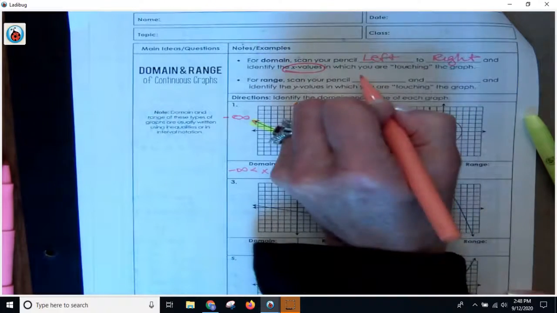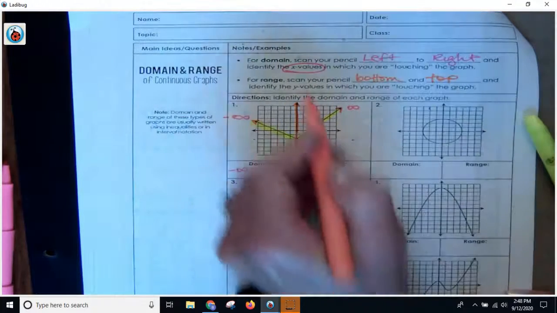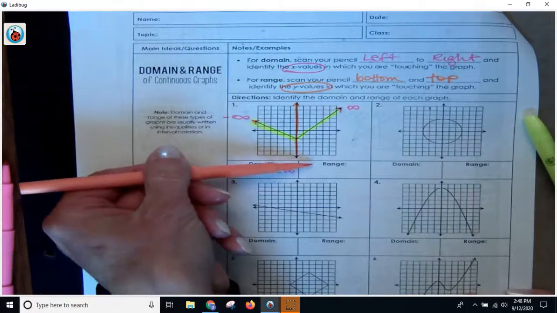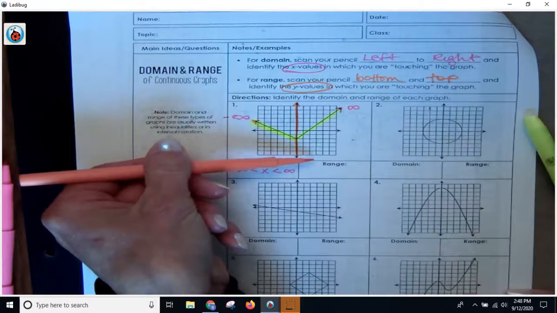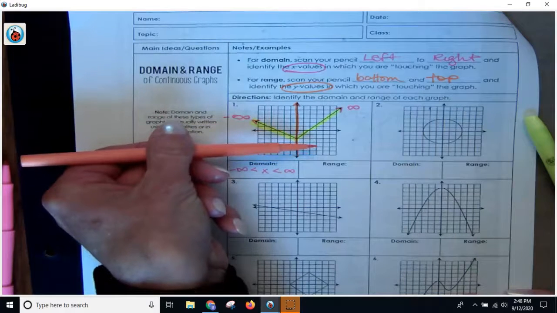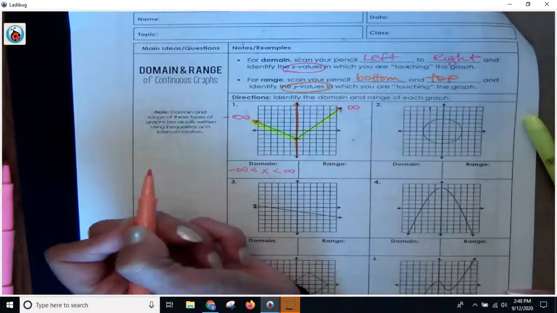So we're going from the bottom to the top, and we're identifying the y values. I start at the bottom, and I notice that that highlighter yellow graph has not touched my pen yet. It doesn't touch my pen until it gets to right here at y equals -2.